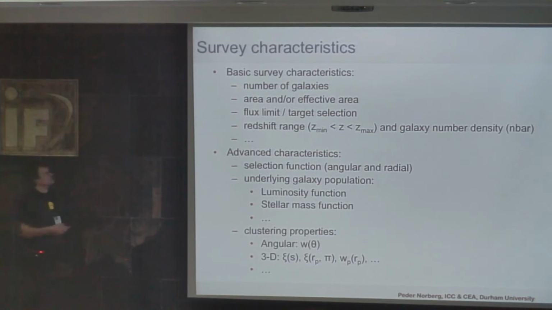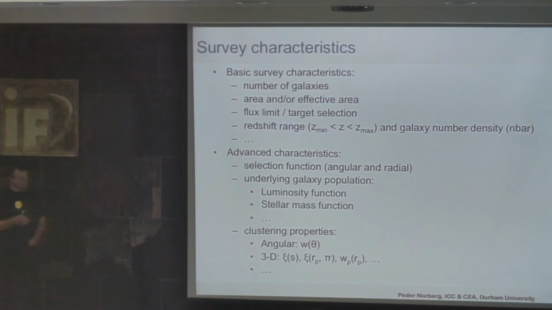Now, having done this, you have the basic survey characteristics: number of galaxies, area, effective area, flux limit, target selection, redshift range, lots of decent things. The advanced characteristics, I would call: selection function, angular and radial, and the underlying galaxy population, which is the luminosity function and stellar mass function. The clustering properties as well, which is important. And you can be either angular or 3D and different statistics considered. And these are the ways you tend to characterize statistically your sample of galaxies from your survey.